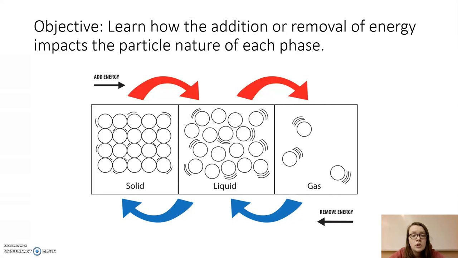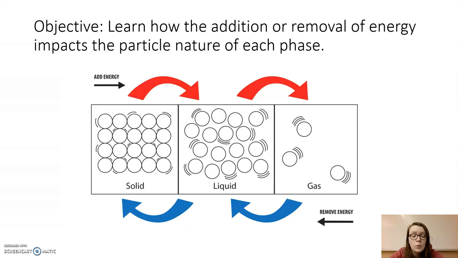The picture below shows the particle nature of solids, liquids, and gases. When energy is added to any of the three phases, the particles begin to increase their kinetic energy as heat is added. This increase in kinetic energy causes them to move faster and therefore change their state.